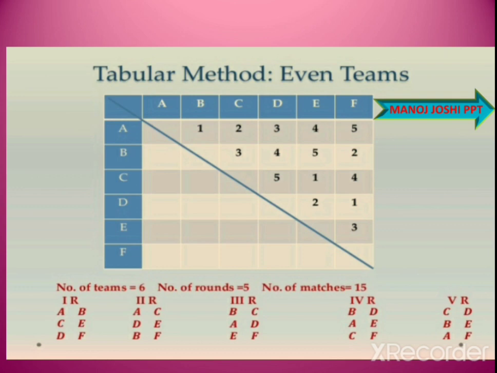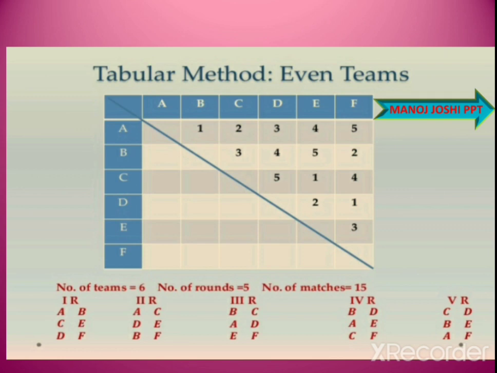Then we can see this is C versus E, because this column of 1 is the common column for C and E. Then again 1 is coming here at the last. This is the common column for D and F. So the third match is D versus F.